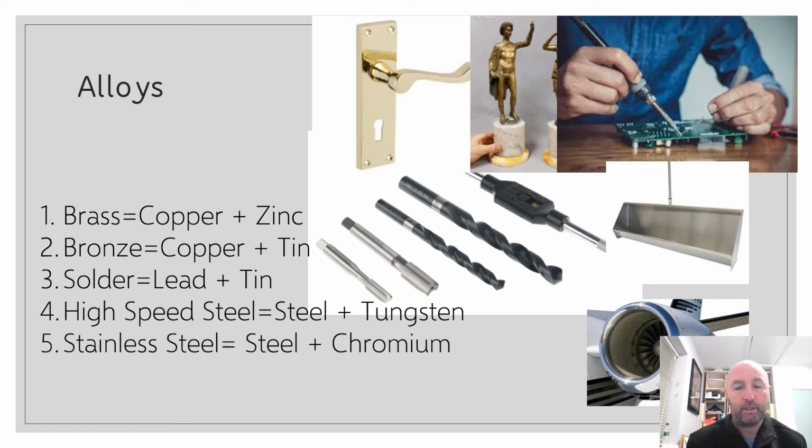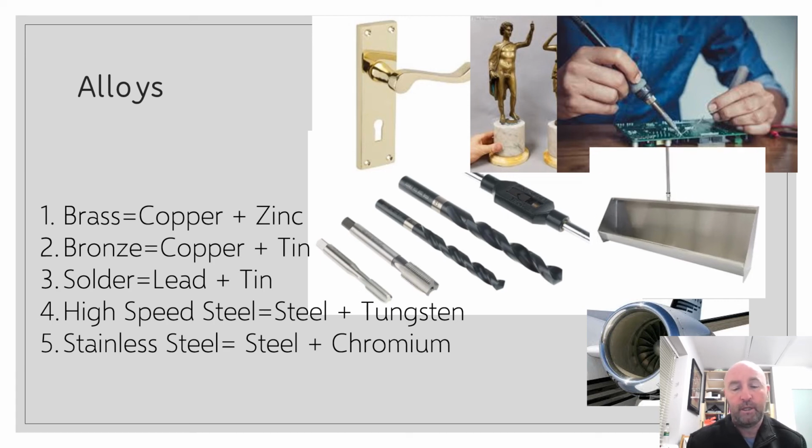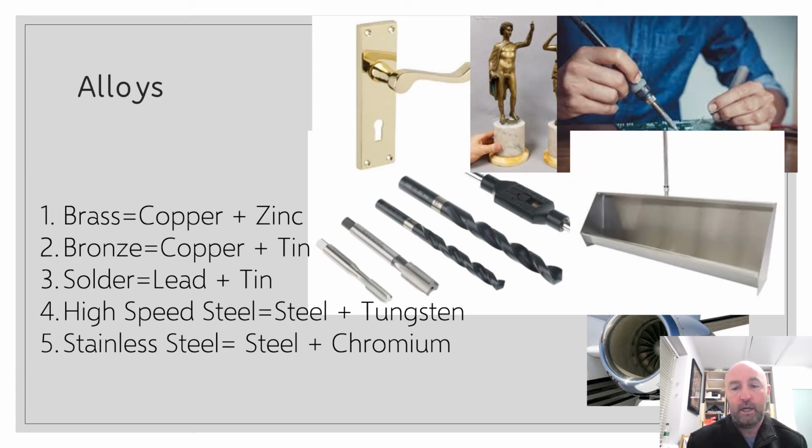Now the fifth one we'll look at then is stainless steel, which is steel mixed with chromium. Now for all the lads, you'll be familiar with seeing urinals made from stainless steel, but cutlery, knives and forks is another one that's always made from stainless steel.